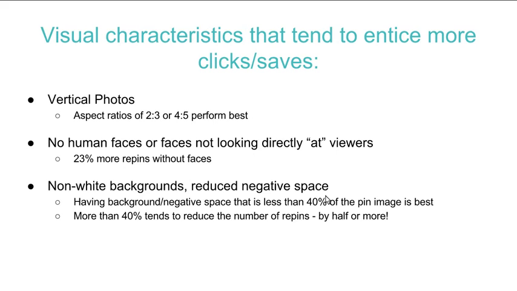Some visual characteristics that tend to entice more clicks and saves. So we already said vertical photos. Aspect ratios of 2 to 3 or 4 to 5 perform best. So when you are taking your pictures of your products, you want to keep in mind that you always want to take a vertical photo, or edit a photo or resize a photo so it is vertical, taller than it is wide.